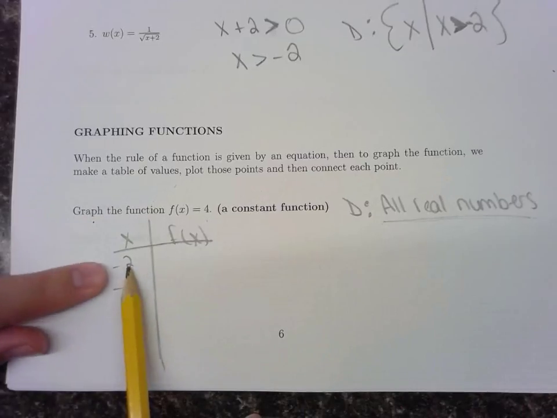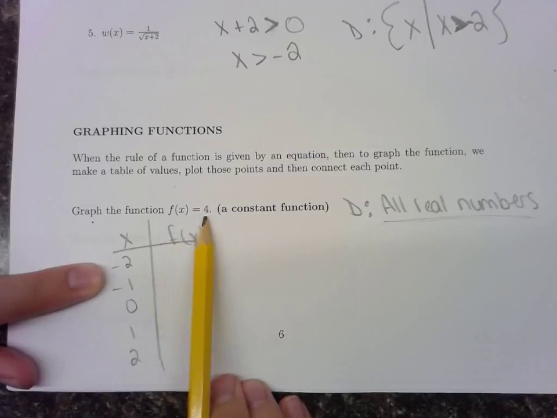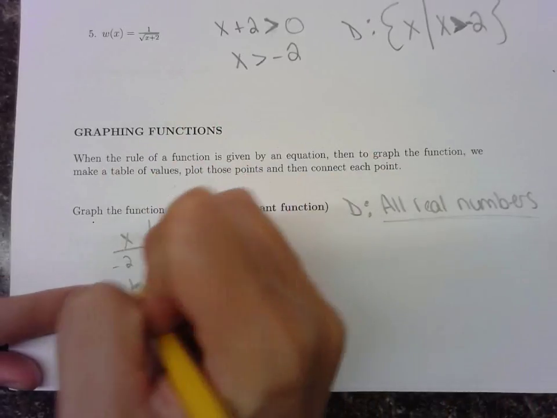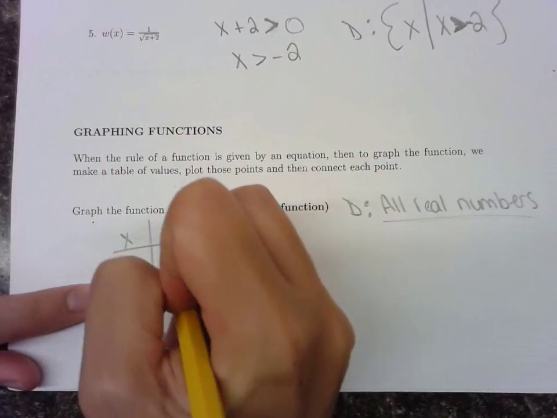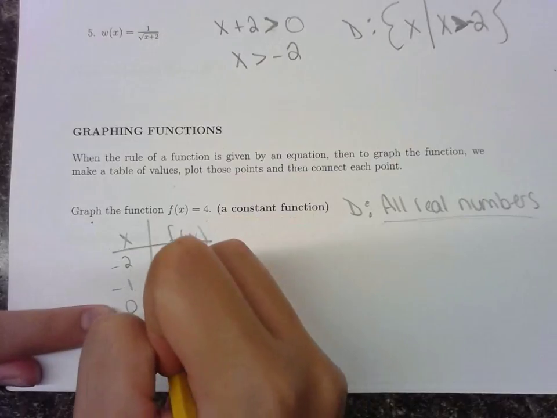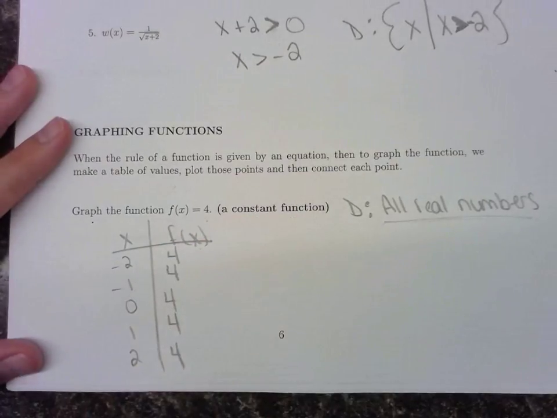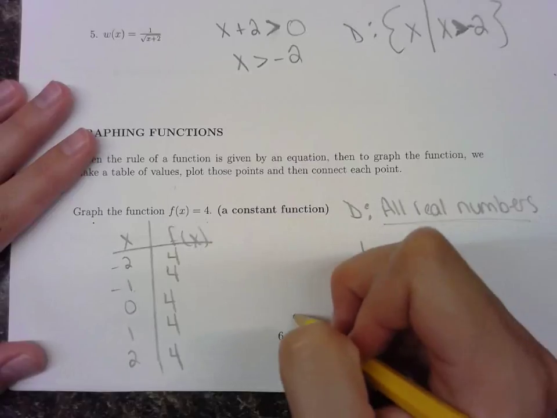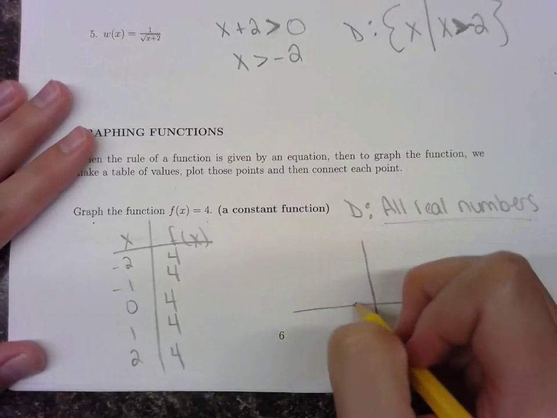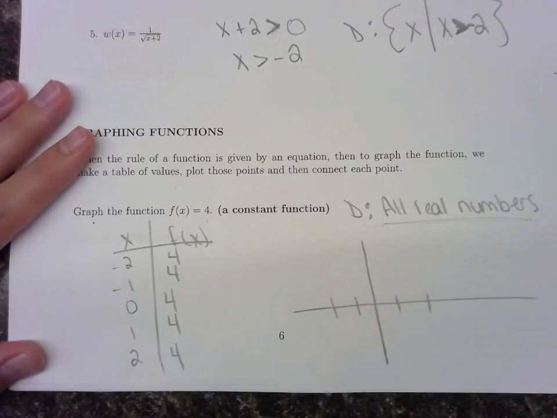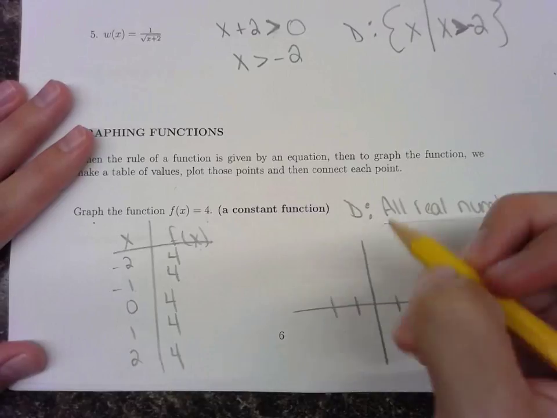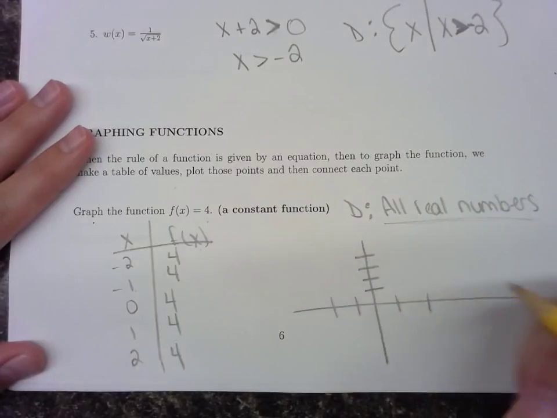When you input a negative 2, the output is 4. When you input a negative 1, the output is 4. When you input a 0, output 4. These are all going to be 4s. It's a fairly simple one to graph. For the x's, we need to at least go out 2 each way. For the y's, we at least need to go to 4.